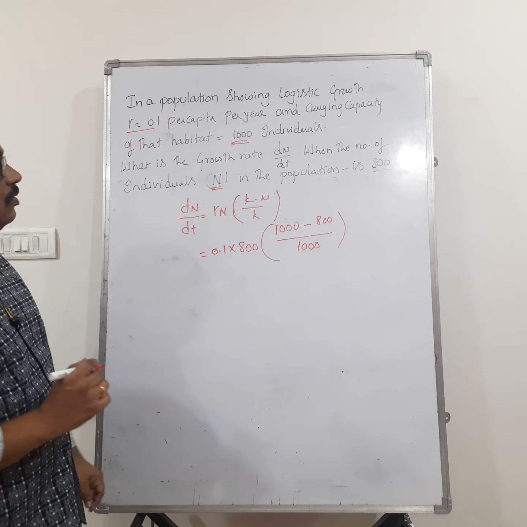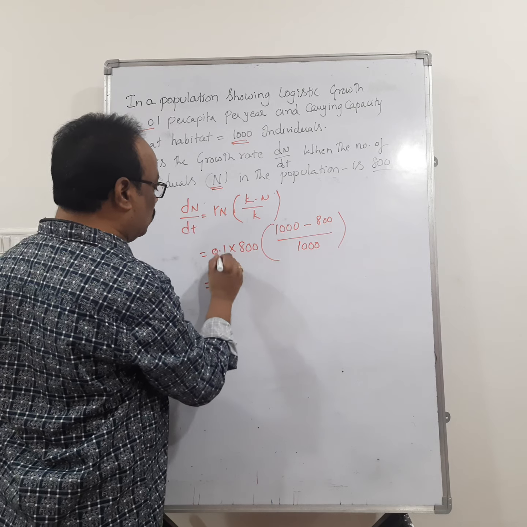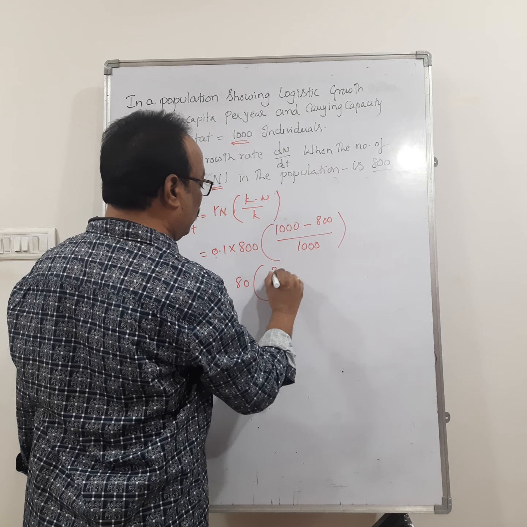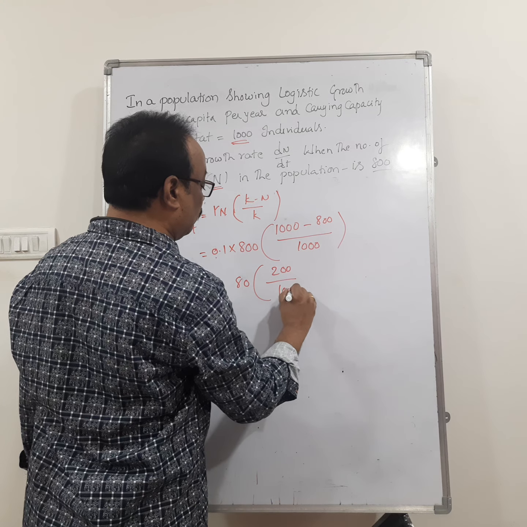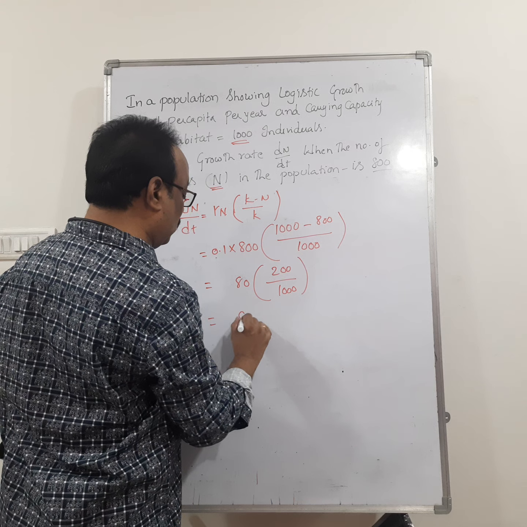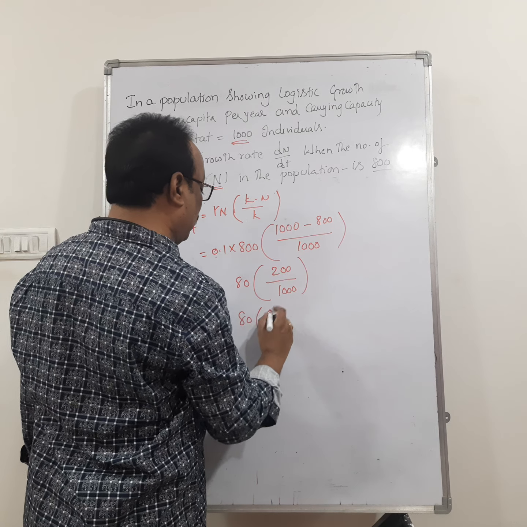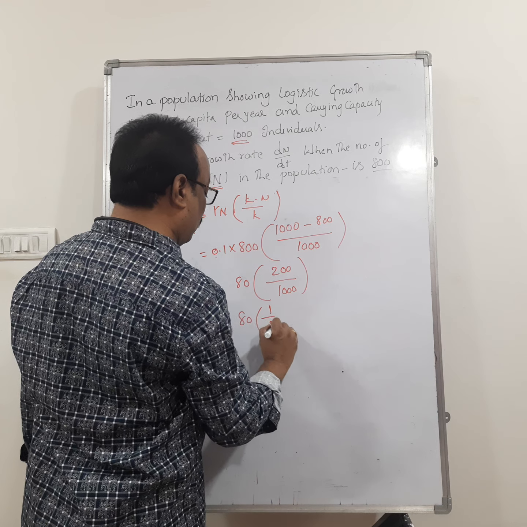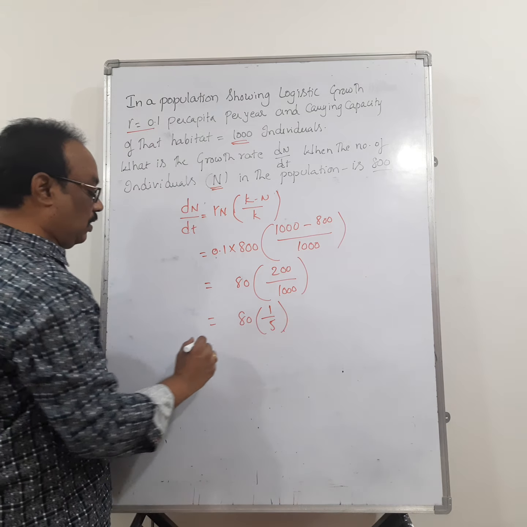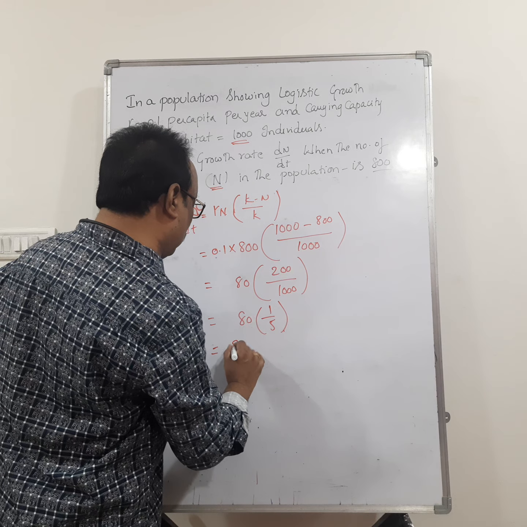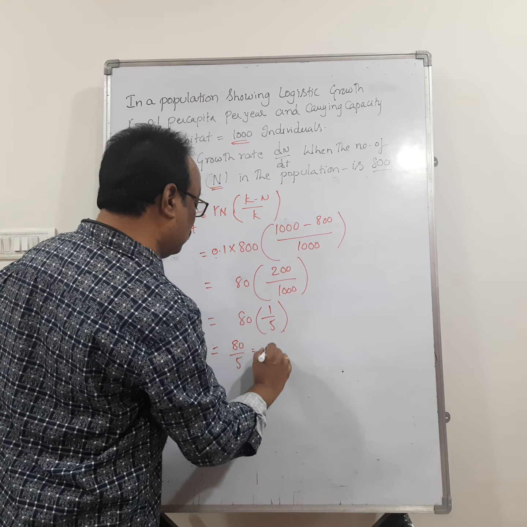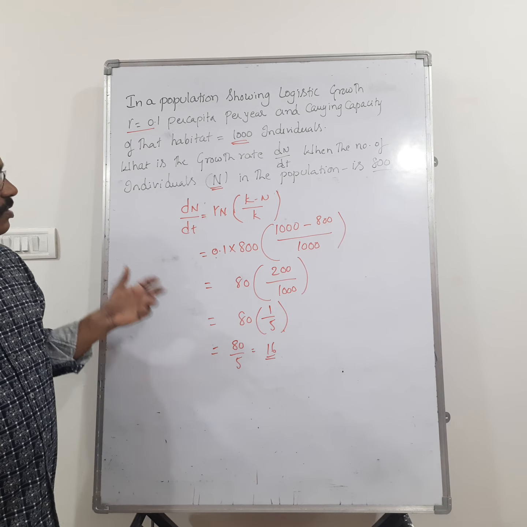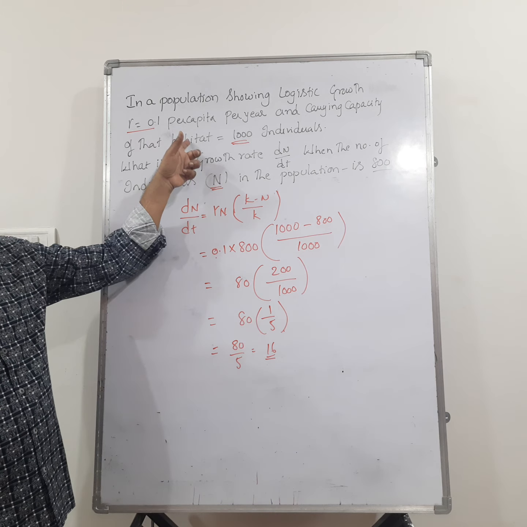So that equals 0.1 into 800, we get 80. 1000 minus 800 is 200, divided by 1000. That equals 80 into 1 by 5, since 200 divides into 1000 five times. 80 divided by 5 will get 16. So what is the growth rate? The growth rate is 16 in this population.